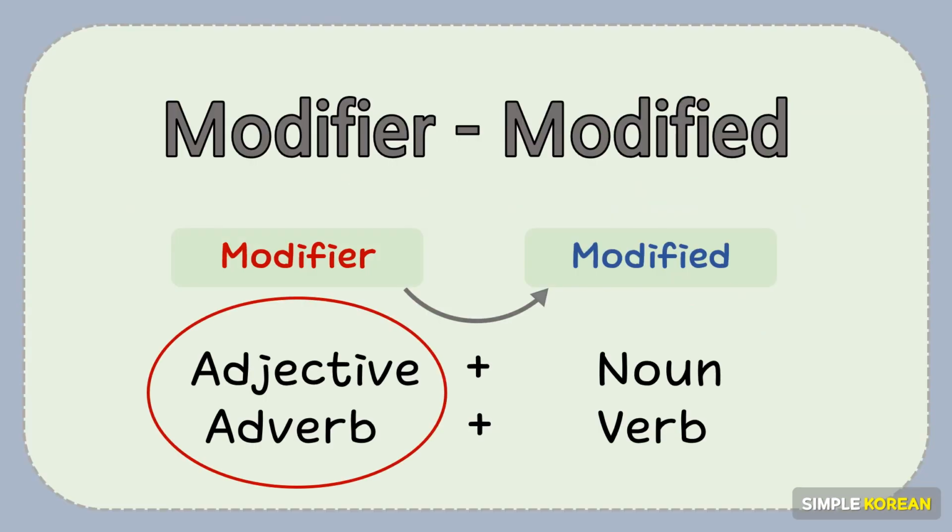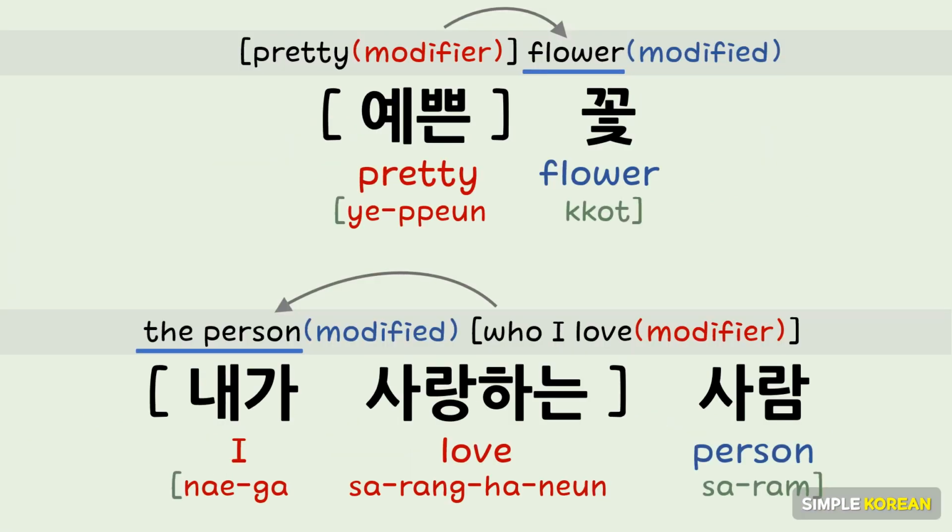In English, a modifier comes after the modified, while the modifier should be placed before the modified in Korean. 예쁜 꽃. 예쁜 is pretty. It modifies the noun flower, 꽃. The modifier 예쁜 is before noun. This order is the same as English.